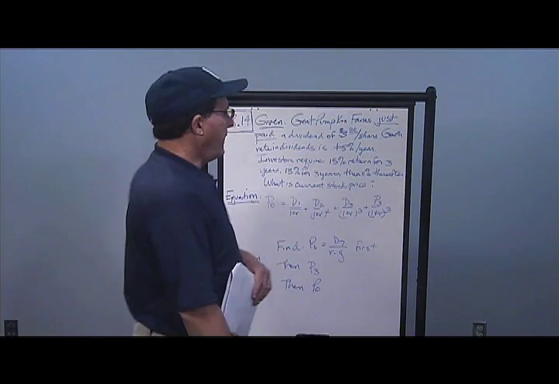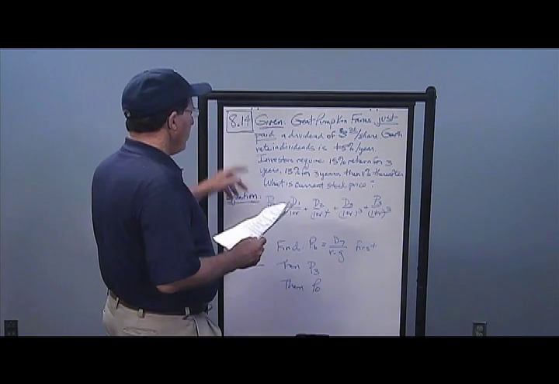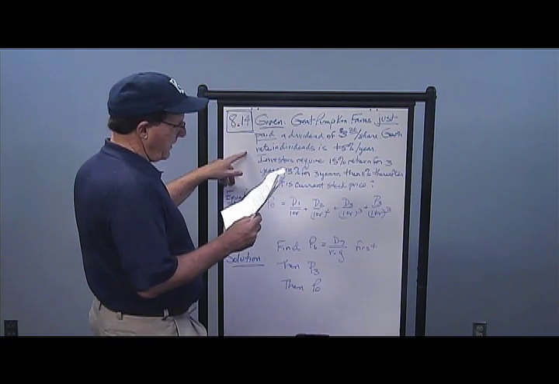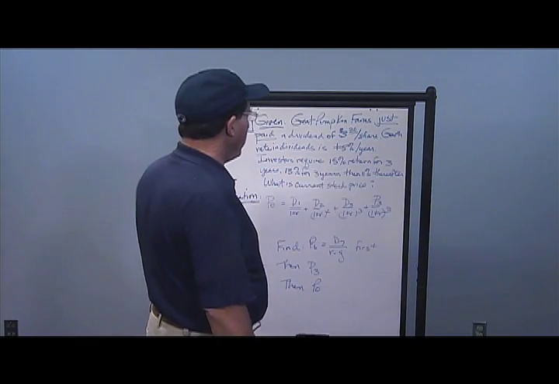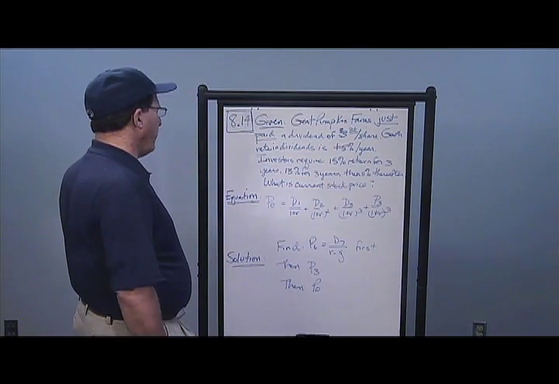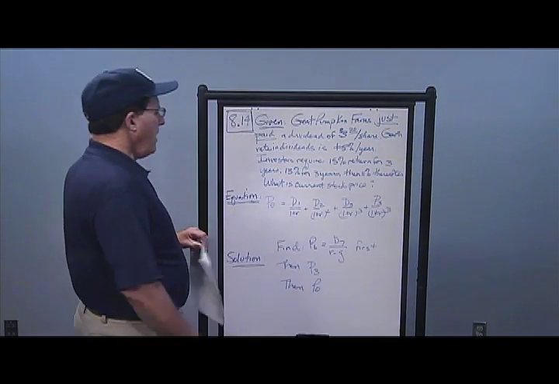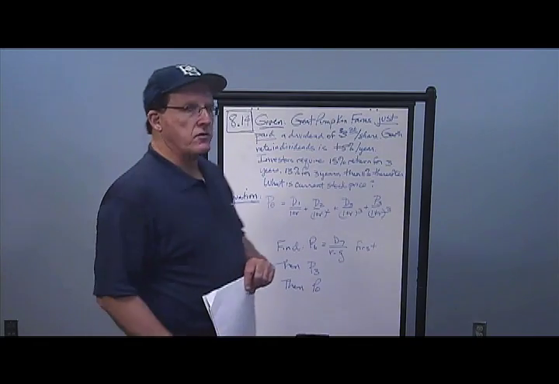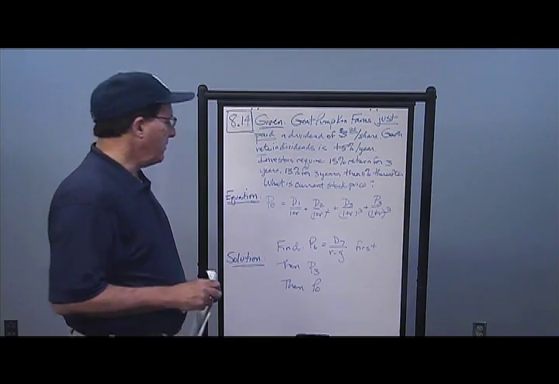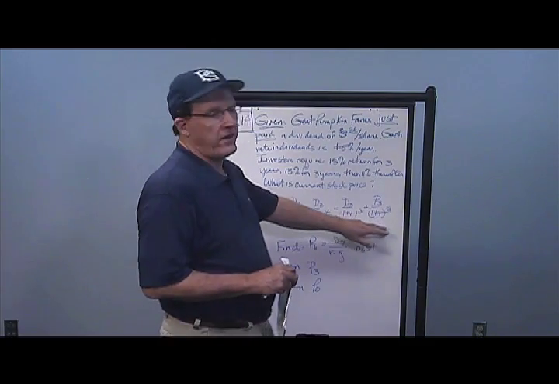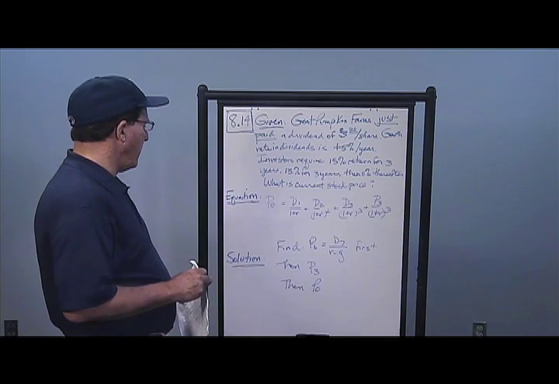In problem number 14, Great Pumpkin Farms just paid a dividend of $3.20 a share. The growth rate in dividends is 5% per year. And then investors want a 15% required return for 3 years, 13% for the next 3 years, then 11% thereafter. What is the current stock price? In this case, I'm going to use a wildly fluctuating stock valuation model, or general stock valuation model, because the R fluctuates wildly in this problem. So I have no choice but to use this more complex equation.